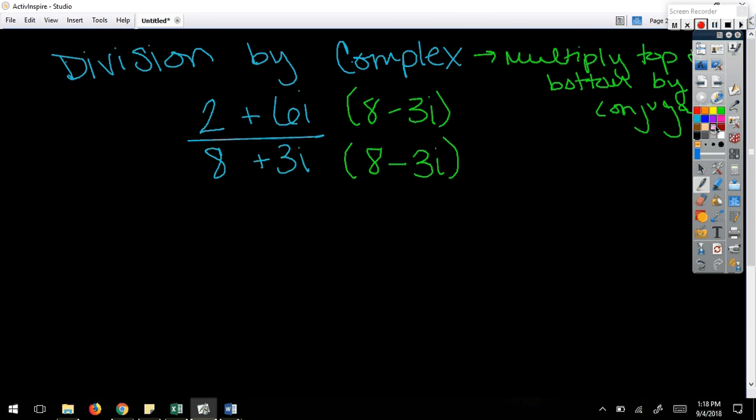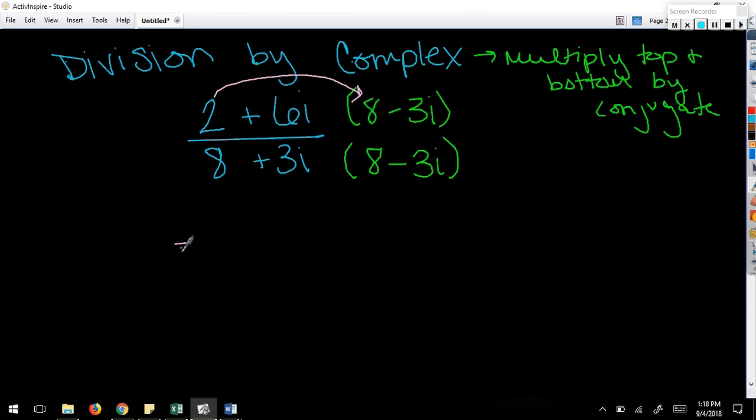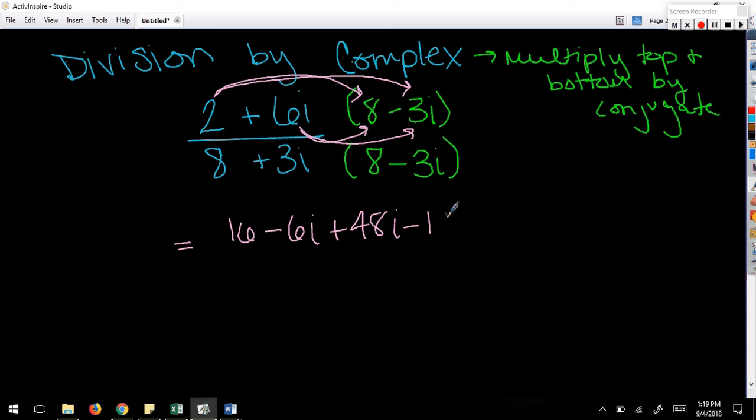Look up top. 2 times 8 is 16. 2 times negative 3i is negative 6i. 6i times 8 is 48i. And 6i times negative 3i is negative 18i squared. We're going to change them all.